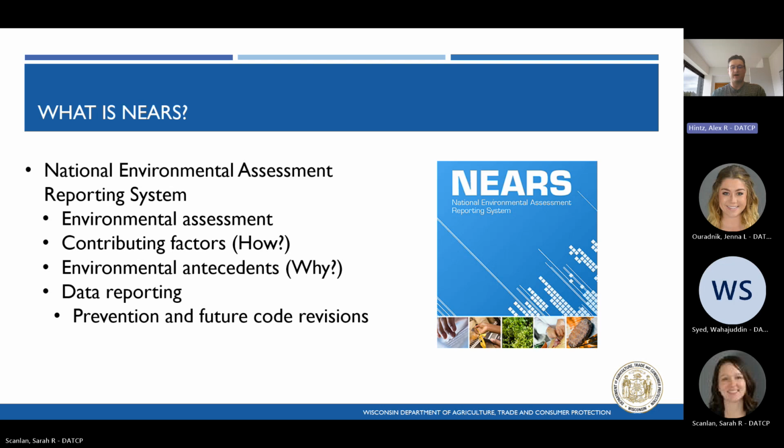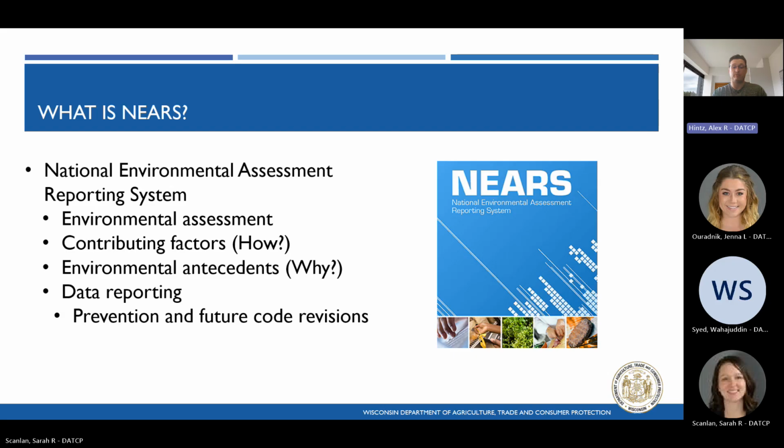This is the National Environmental Assessment Reporting System, in which environmental health specialists perform environmental assessments to collect data during foodborne illness outbreak investigations that are associated with retail food facilities. An environmental assessment is where a sanitarian visits a retail establishment during an outbreak investigation and reviews their policies and observes their processes through the lens of the illness agent. The information collected helps specialists to determine contributing factors and environmental antecedents.